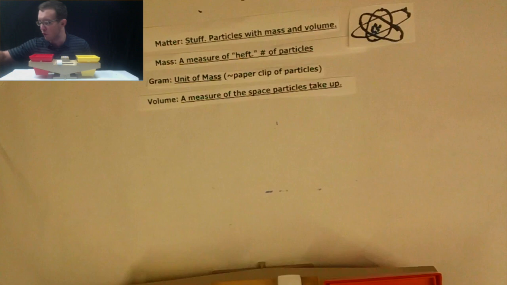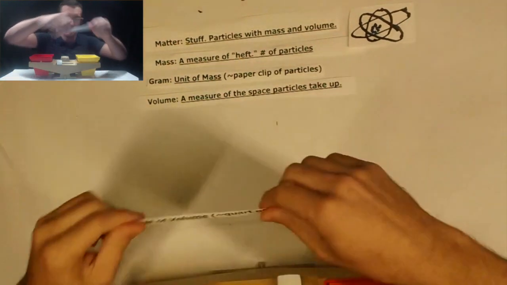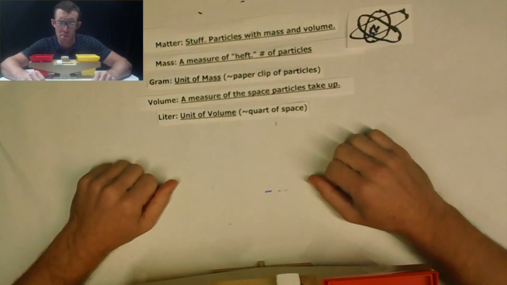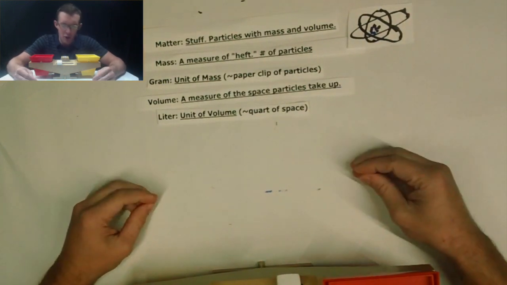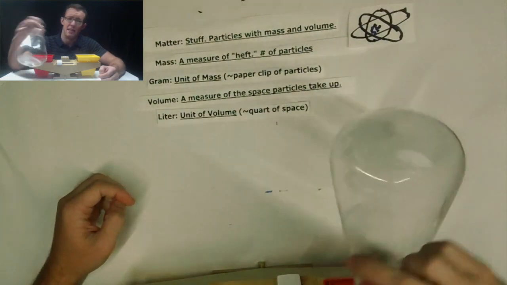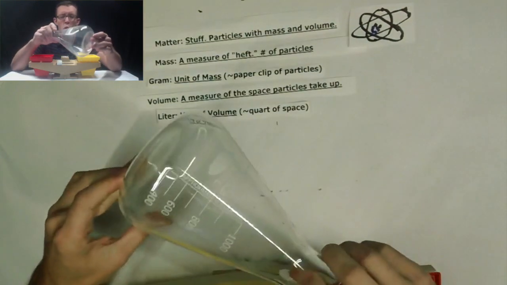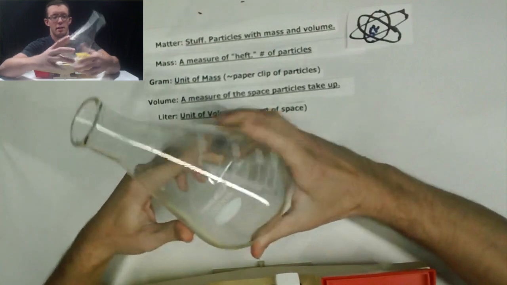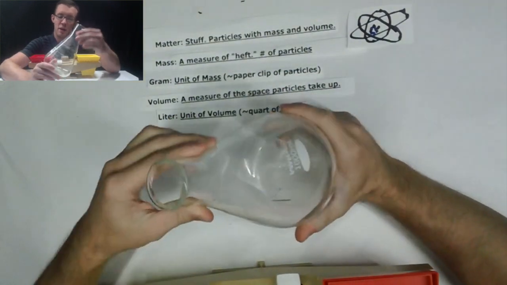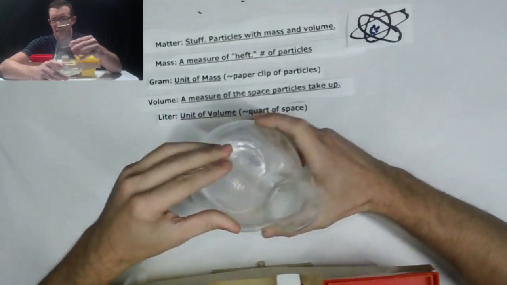Now, the unit of volume is a liter. And a liter of space is equal to about the size of a quart of milk. So I'm holding a liter flask right here, and you can see that this is a liter of space.